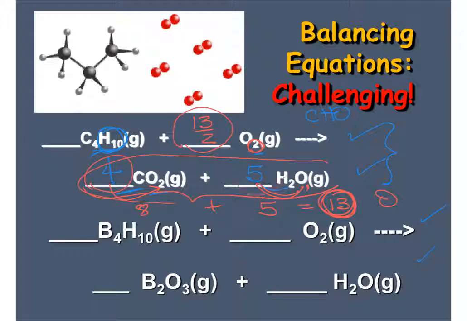So how do you get rid of 13 over 2? What do you multiply it by to make it a whole number? By 2, right? So you would have to multiply everything, all of your coefficients by 2, so that your mole ratios are still the same. Okay? So when I multiply them all by 2, what do I end up with? Let me pick a different color here so we can tell what's what. All right. So that would give me 2 C4H10, 13 O2, 8 CO2, and 10 H2O.